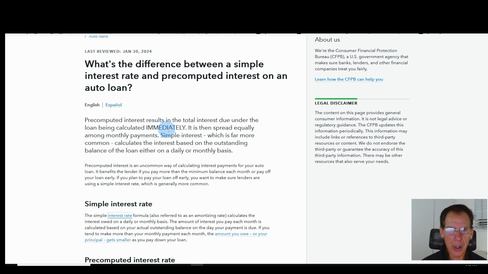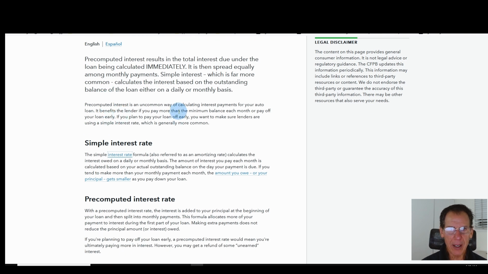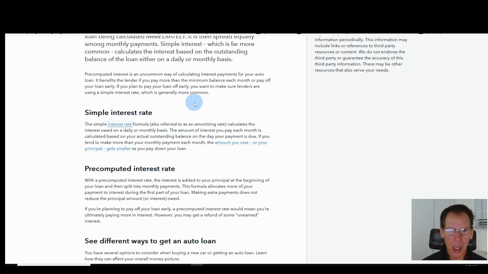This pre-computed interest is then spread equally among monthly payments. Simple interest, on the other hand, which is called an amortized loan, which is far more common, calculates the interest based on the outstanding balance of the loan, either on a daily or monthly basis. Pre-computed interest is an uncommon way of calculating interest payments for your auto loan. It benefits the lender if you pay more than the minimum balance each month or pay off your loan early. If you plan to pay your loan off early, you want to make sure lenders are using a simple interest rate, which is generally more common.